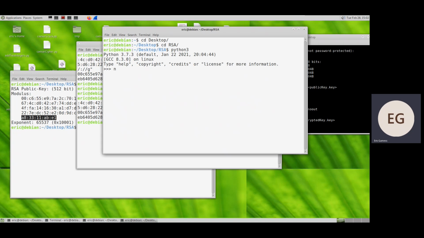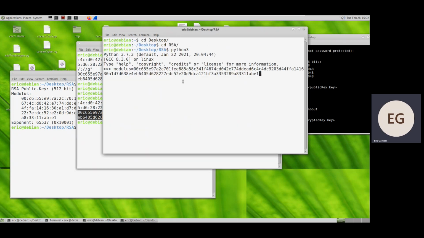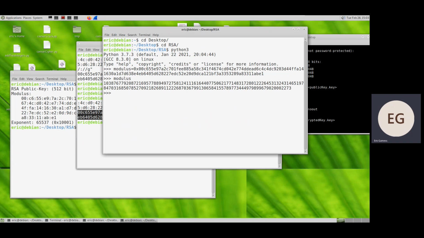And I want to call modulus this integer. So here I have the integer, so I can copy it. So how do I tell Python, which is an infinite precision calculator, this is an integer that is not in decimal, but in hexadecimal? You have to precede the integer with 0x, isn't it? You know that in C and C++ also.